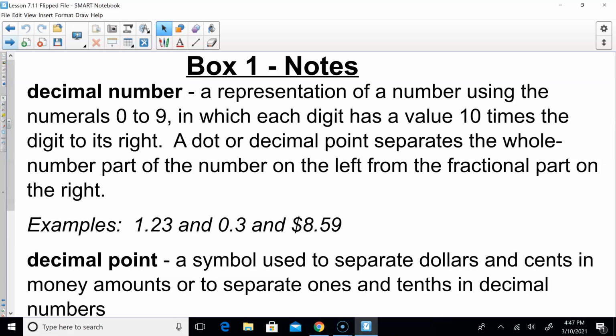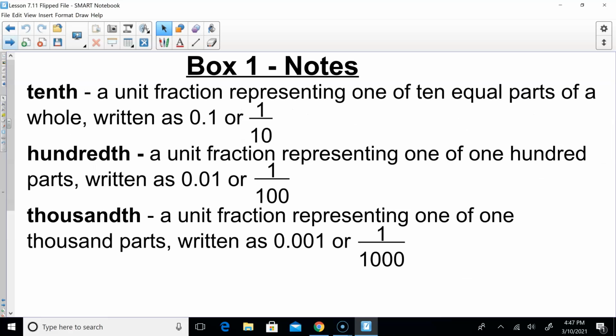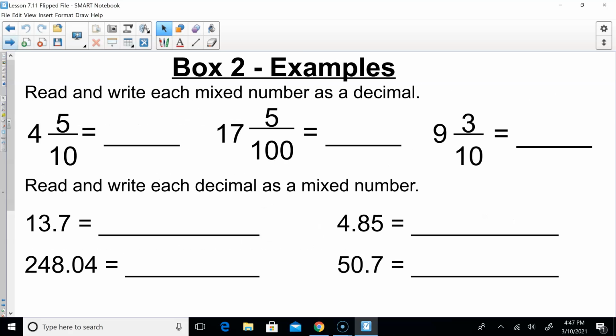As you know from our notes, you know about decimal numbers and decimal points. This is a good review. If you need to pause and read this as a refresher, that's great to keep up to date with the vocabulary words that we keep seeing to help us grow as mathematicians. A tenth, a hundredth, and thousandths, just what they are as a decimal and a fraction, and how they relate to each other. And now right into today's lesson.